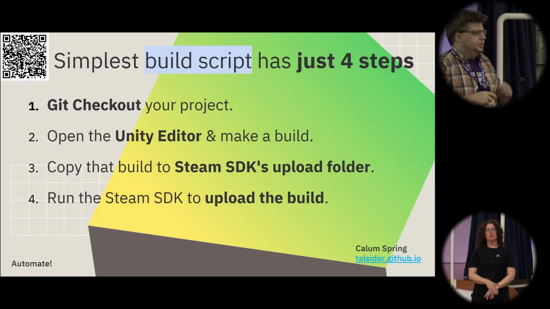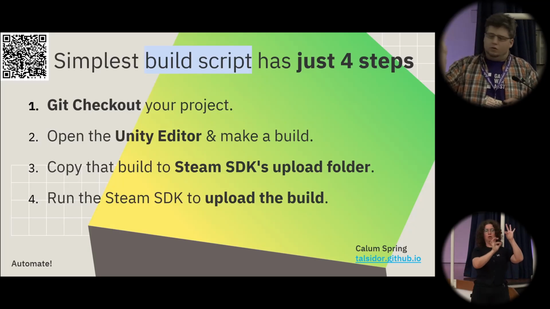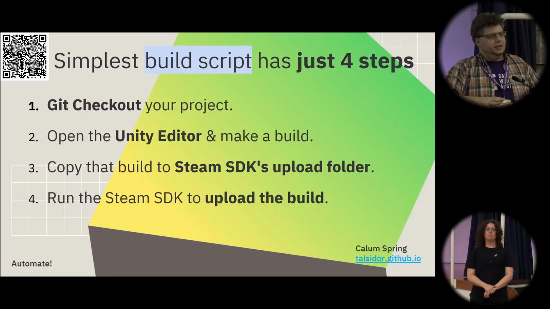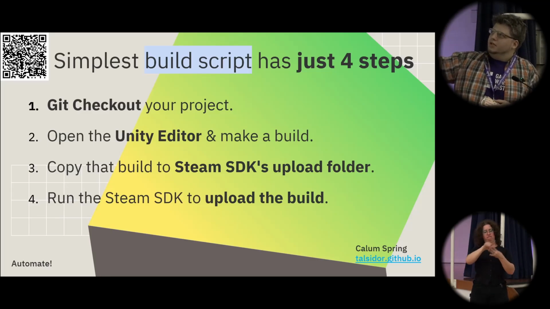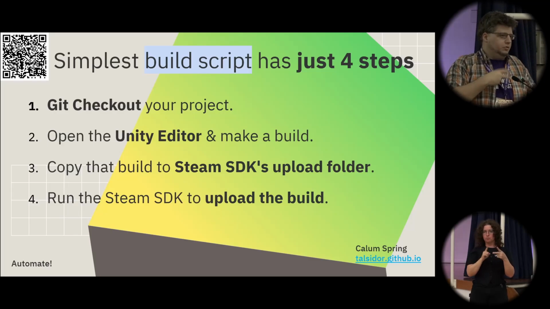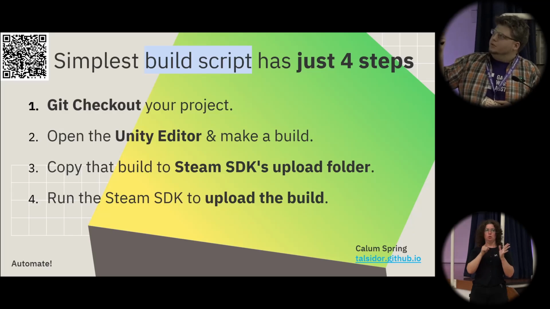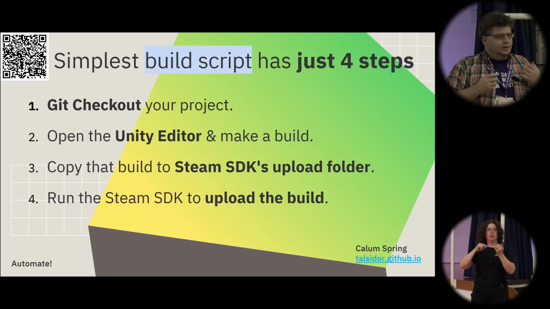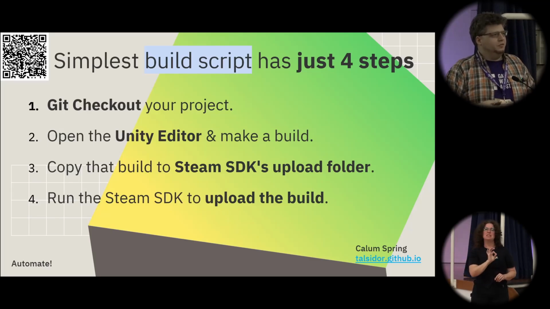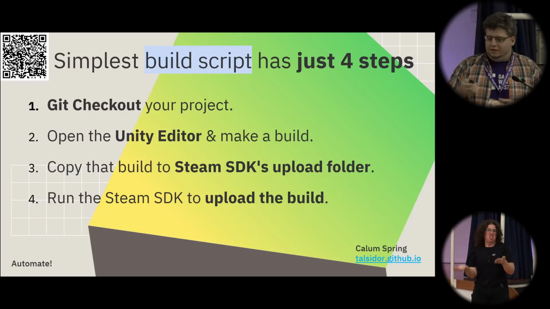The simplest build script in that example, and the simplest one that gets you the full pipeline where you can, as the quote from before said, push a change and then it's available to play in a build on Steam, just has to do 4 things. Check out the project on your runner, or your spare computer. Open the Unity editor and make a build, copy that build to the Steam SDK's upload folder, and then use the Steam SDK to upload that build. Not that hard, and honestly, this gets you like 99% of the functionality and the benefit from doing this, and once you've got this running, adding anything else on top of that you want is a piece of cake.